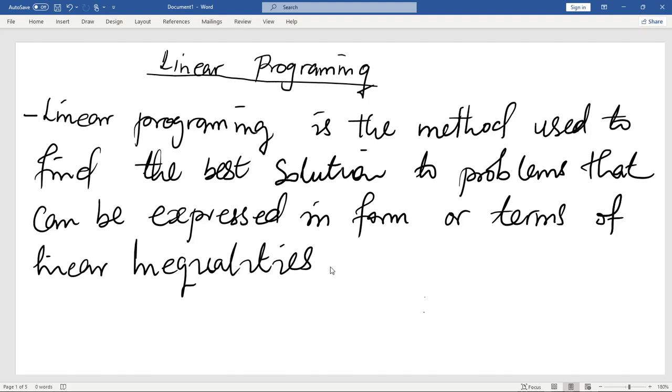Okay, so when we talk about linear inequalities, we're simply talking about mathematical expressions that have this relationship. Either we have greater than, greater than or equal to, less than, or less than or equal to, like this here. When something involves this, we call it a linear expression. So here we're simply saying that linear programming is a method used to find the best solution to problems that can be expressed in form of or in terms of linear inequalities, like this here.